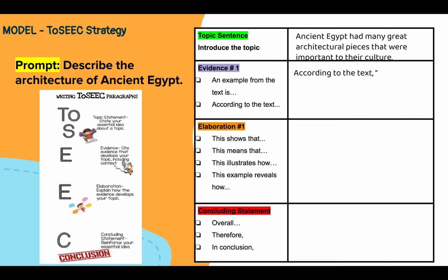On the right, you'll see an organizer. The organizer that you get from your teacher might look like this, or it might not. The important thing to remember is that regardless of what the organizer looks like, the ToSEEC strategy stays the same. It never changes. It is the recipe that will not change, and you can always remember it and use it for any of your extended responses or informative writing. So let's model how to use this strategy.